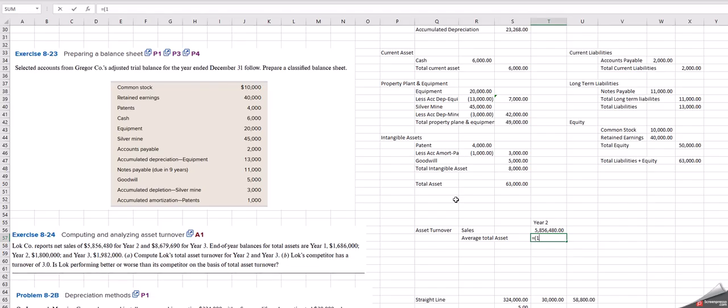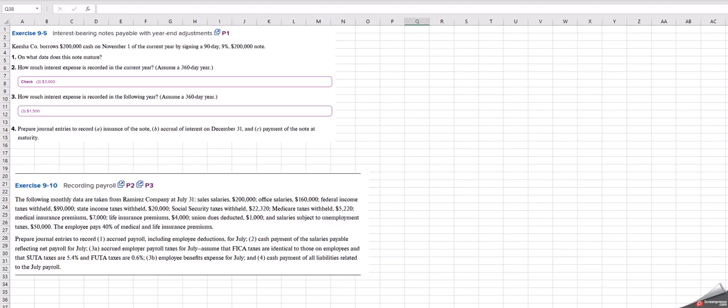My average total assets are what I was pulling in there. So year 1 is 1,686,000 plus 1,800,000 for year 2. And then we want to average those together, so add them together and divide by 2. So that is going to be our average. And then we're going to take our sales and divide it by that average. And that is our turnover ratio. So we would say it turns over 3.36 times. The more it turns over, the better. Okay.